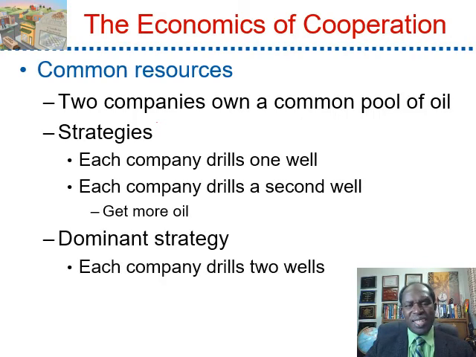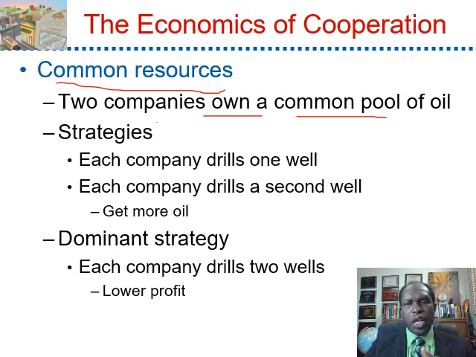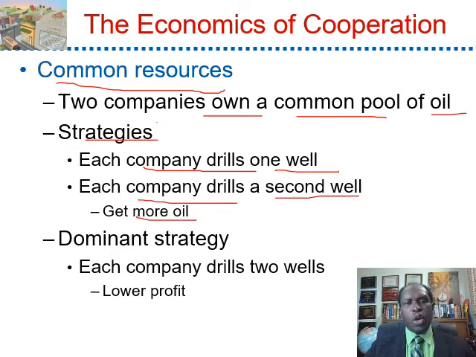Another example of an oligopoly game is common resources. Two companies own a common pool of oil. The strategy is that each company drills one well, or each company drills a second well and gets more oil. The dominant strategy will be that each company drills two wells, and this will lower the profit.